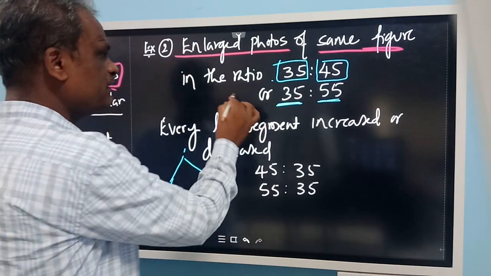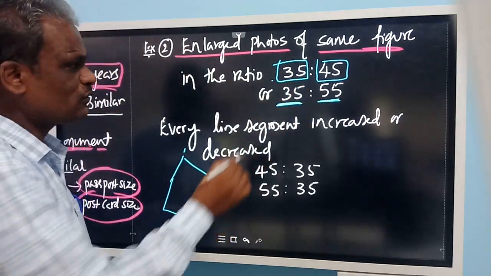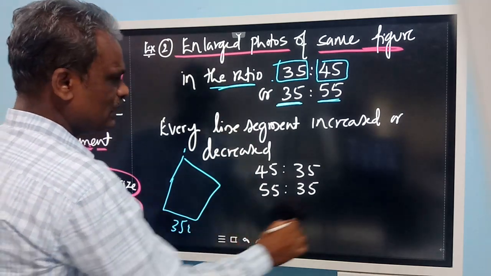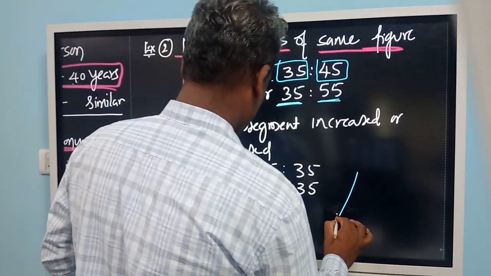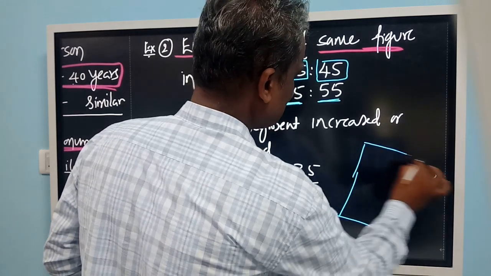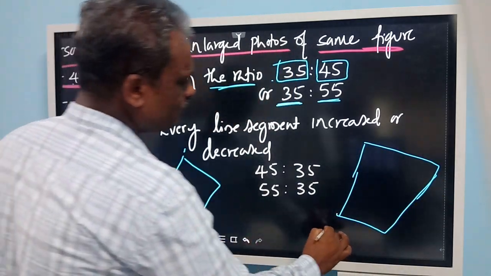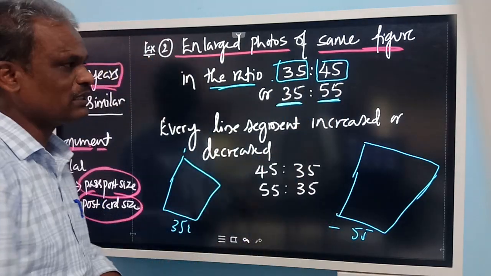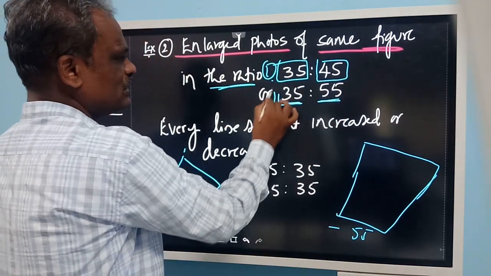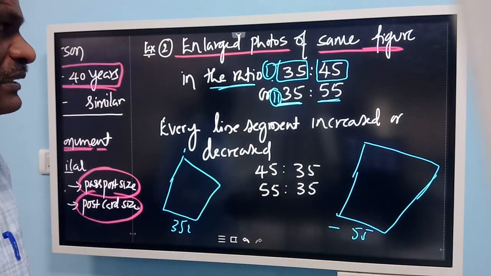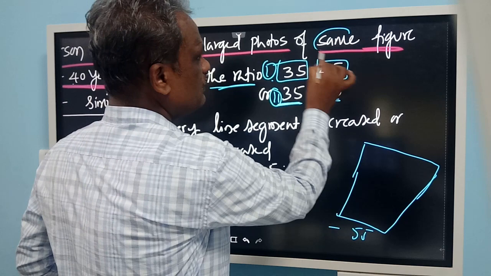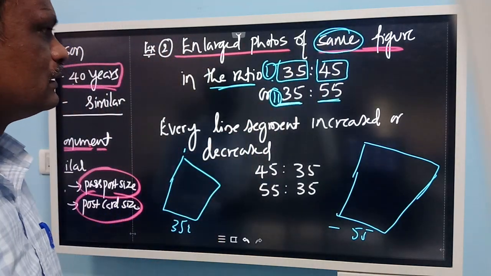So now you have increased the size ratio. This is called a ratio. Earlier it was 35 centimeter width and you enlarged it to a bigger size of 55. So this is 35, now it has changed to 55. 35 to 45 or 55, any one. This is one ratio, this is another ratio. You have enlarged the same figure.